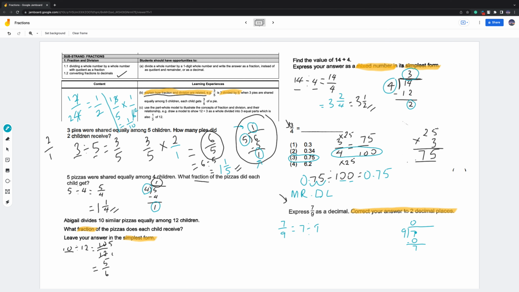Now, we want our answer to be a decimal. We can't stop here, and we want 2 decimal places. Remember that we want 2 decimal places. This is very important. So what you're going to do now is put the decimal point here and the decimal point there, and you're going to put a 0 here. You bring down that 0, and you have 70 that you're going to divide now.